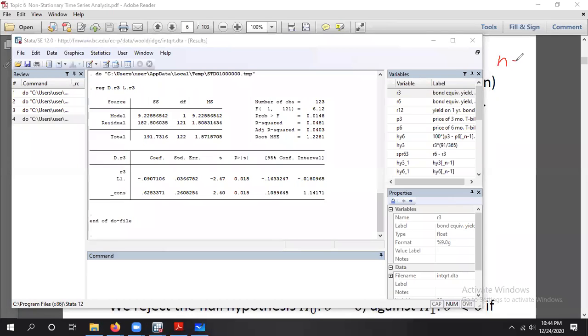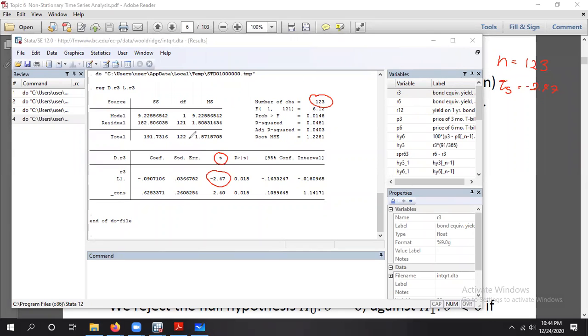The n is this one. The observations are 123. This is our observation. And of course the value of the tau statistic. This is the tau statistic. It's not the t statistic, and it is compared with the tau critical. The tau statistic is negative 2.47.